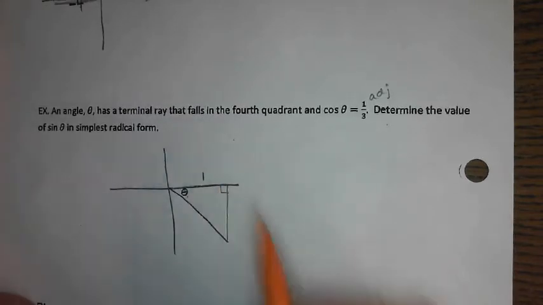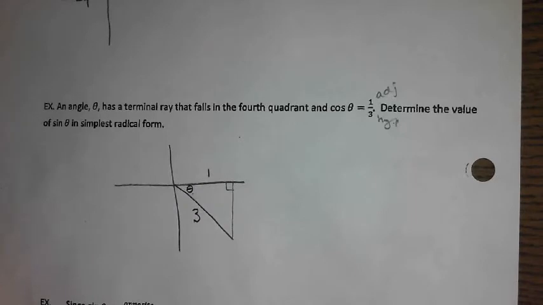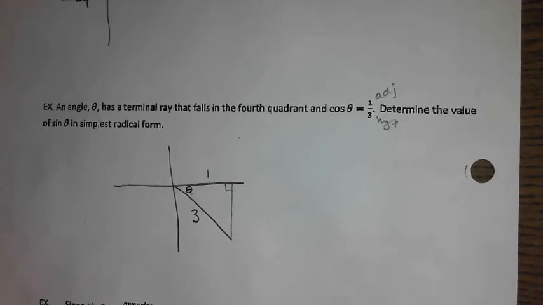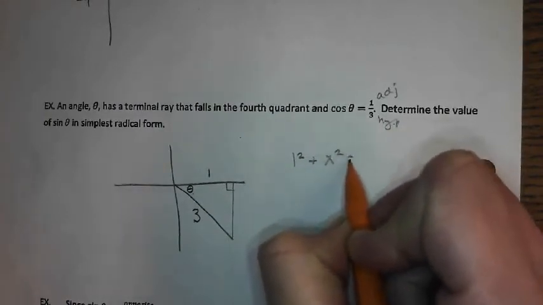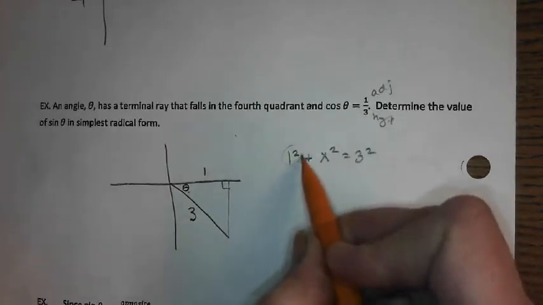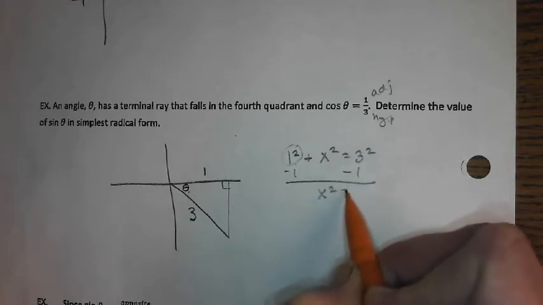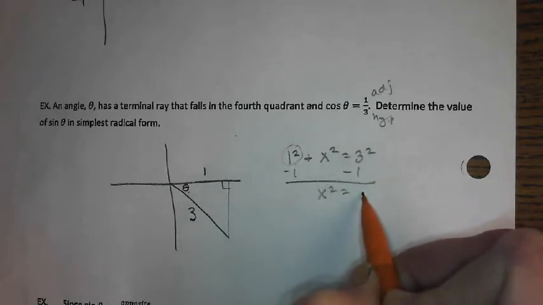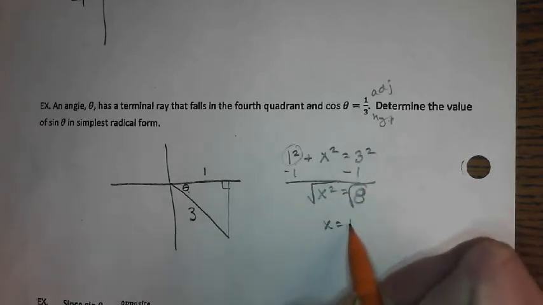Correct. 1 over hypotenuse. That one we are fine. We know how to pick out the hypotenuse. And then Pythagorean theorem here. We might actually have to do 1 squared plus x squared equals 3 squared. This is just 1, right? So I'm going to subtract 1 from both sides. So x squared equals 9 minus 1 is 8. Square root both sides. I get x equals plus or minus root 8.